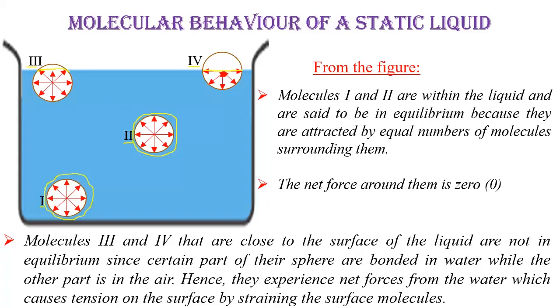From this part downward, the molecule experiences forces from water, and from the same part upward, the molecule is bonded to air. As a result of this, molecules 3 and 4 experience net forces from the water, that means liquid, which causes tension on the surface by straining the surface molecules. This unbalanced force that is experienced by molecules at the surface of a liquid is referred to as surface tension.